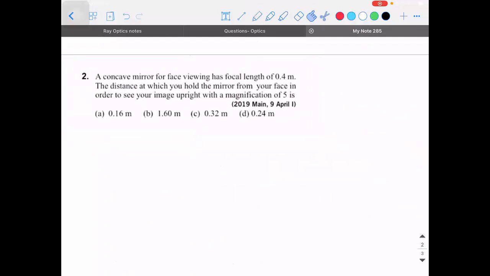So there is a concave mirror for face viewing that has a focal length of 0.4 centimeter. At what distance should you hold the mirror from your face in order to see your image upright with a magnification of 5? Upright means erect. Correct? So for the concave mirror, focal length is minus 0.4 meter. Magnification is plus 5.